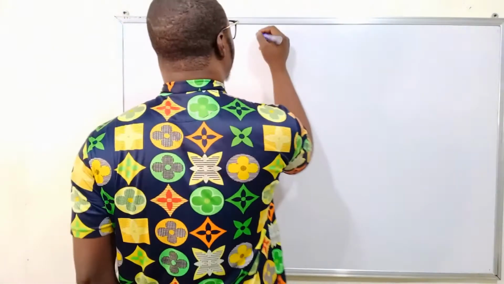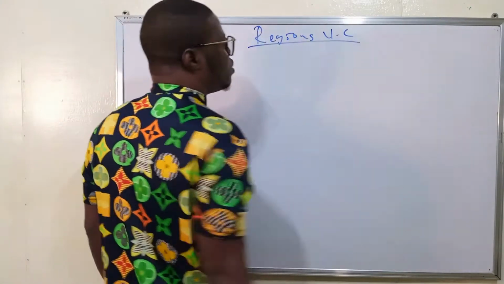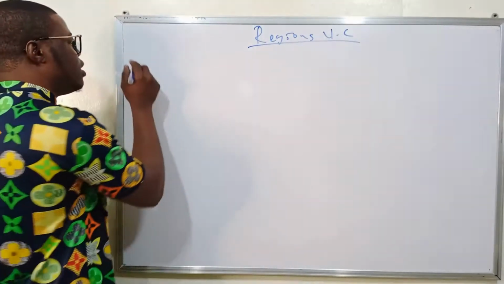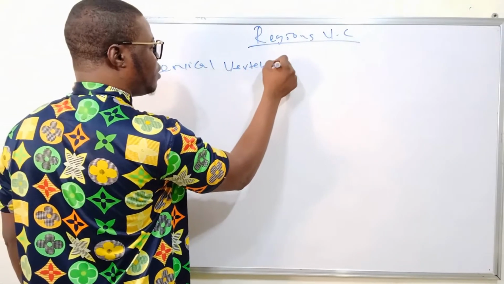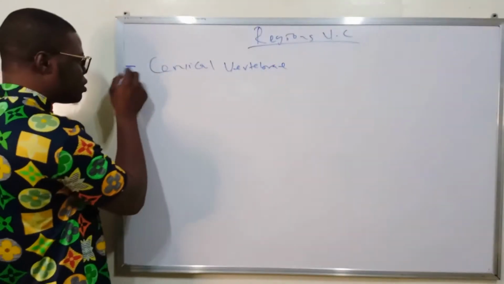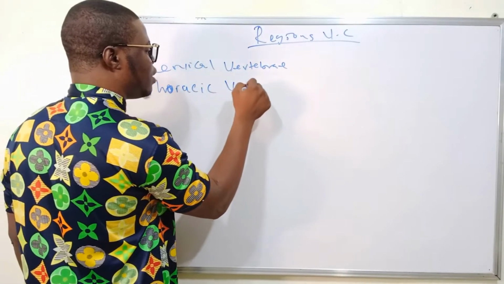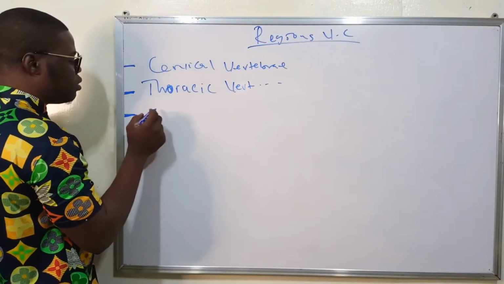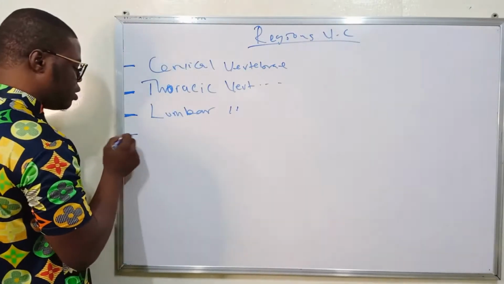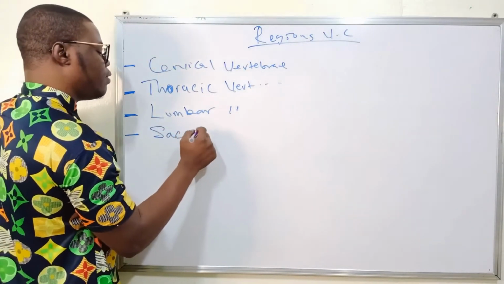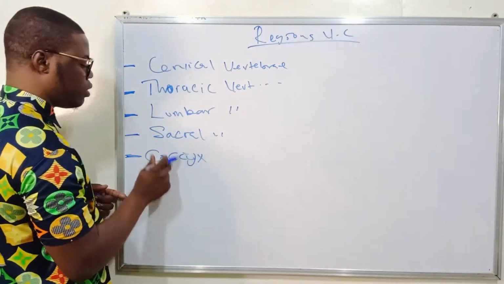Welcome back. So talking about the regions of the vertebral column, we said we have 5 or 6. The first one is called the cervical vertebra. The next one is the thoracic vertebra. The next one is the lumbar vertebra. The next one is the sacral vertebra, and the last one is the coccyx. 1, 2, 3, 4, 5.